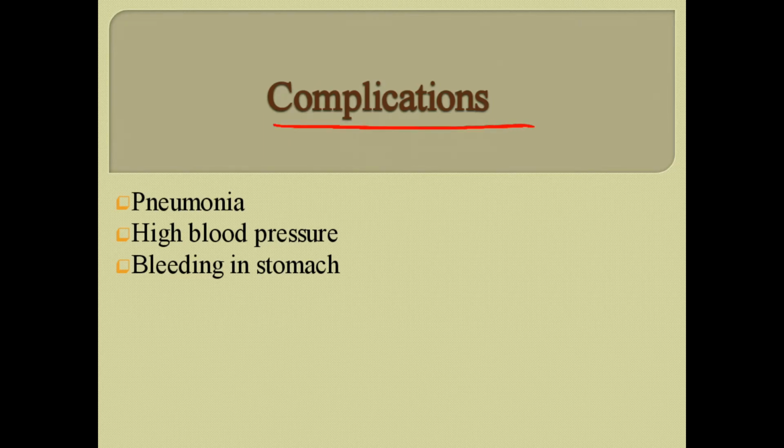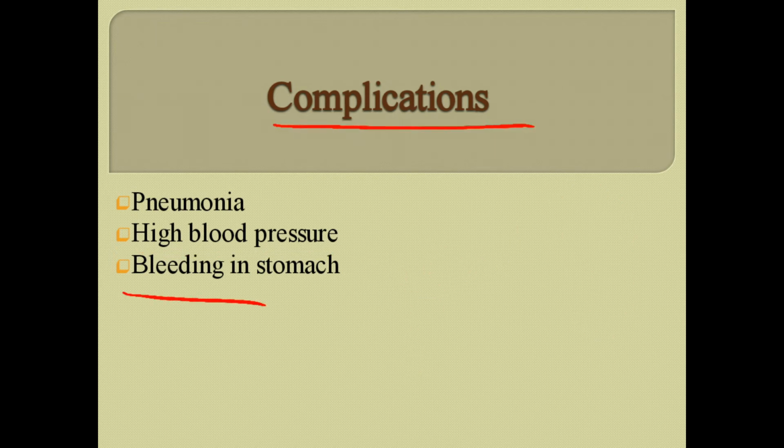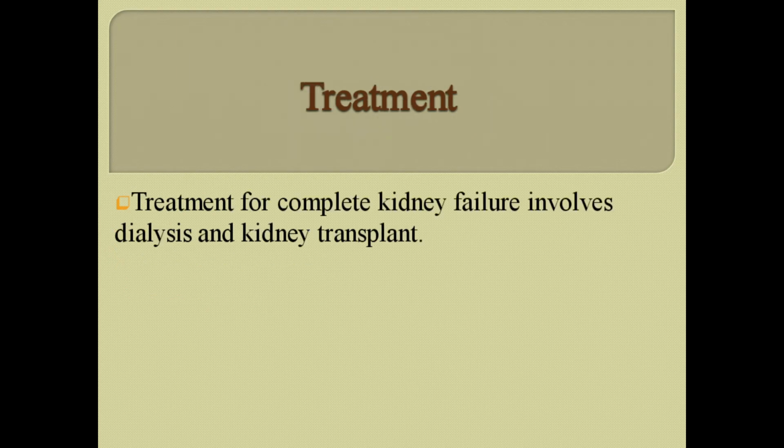Complications are dangerous, and renal failure can result in pneumonia. Pneumonia is the infection of the lung parenchyma, and it is mainly due to bacterial infection. Renal failure can also result in high blood pressure because the kidney is not working. As the kidney is not working, there is salt and water retention inside the body, and this causes the blood pressure to rise. Bleeding can also result, and it is due to platelet dysfunction because of the accumulation of nitrogenous waste products inside the body. The treatment is dialysis or kidney transplant.